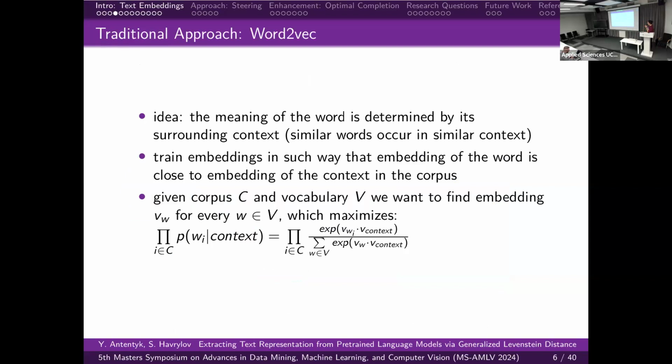So some traditional approaches that were used before were word2vec. It worked based on a bag of words model with the idea that the meaning of the word is determined by its surrounding context, meaning that similar words will appear in a similar context. And so what word2vec optimized is the probability of the word given context. So it's just like a dot product between the embedding for the context and the embedding for the word itself.